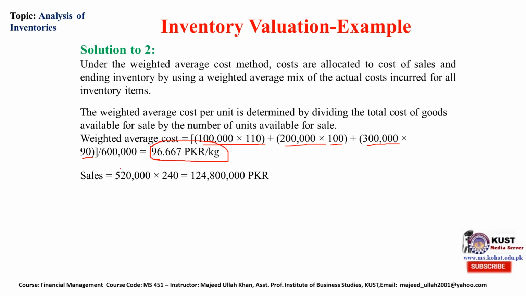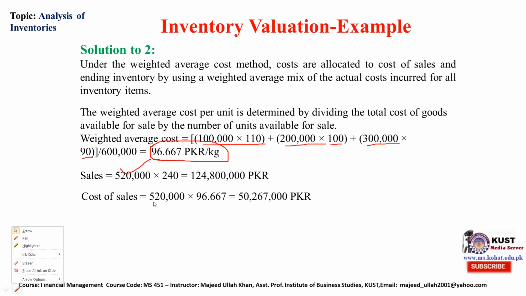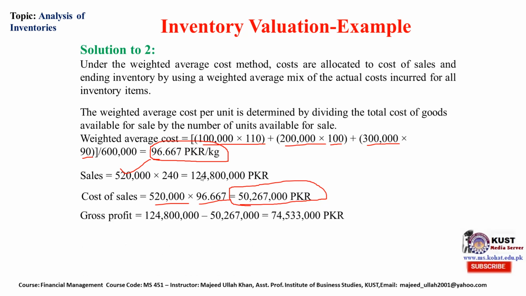So 520 is sale, unit sale at 240 rupees, 124,800,000 rupees is sale. Cost of sale is 520 units sold multiplied by 96.667. So this is our cost of goods, 50,267,000 rupees. Now gross profit, sale minus cost of goods sold, 74,533,000 rupees.